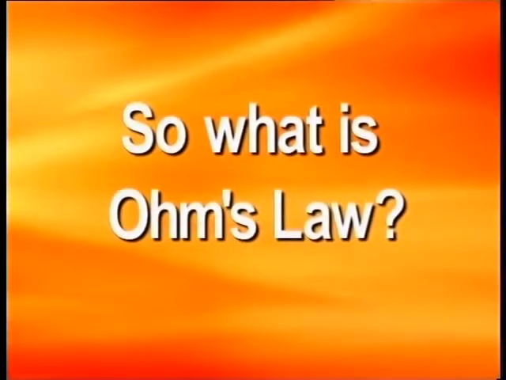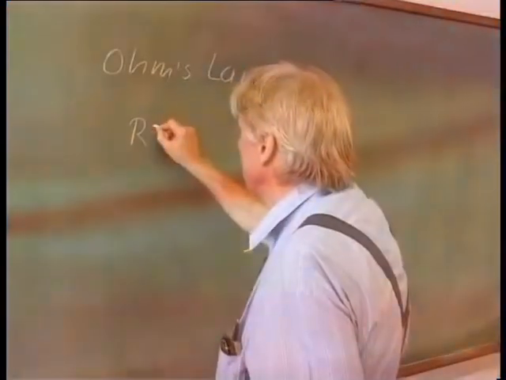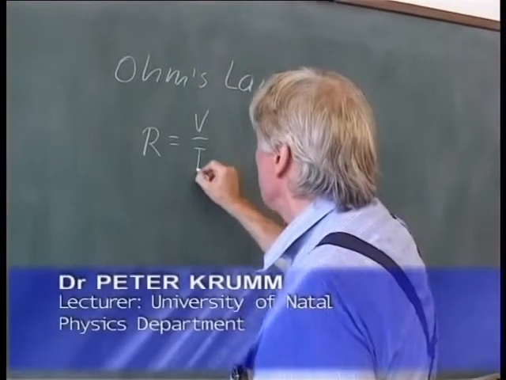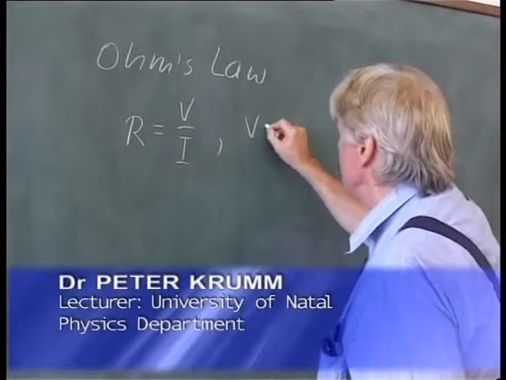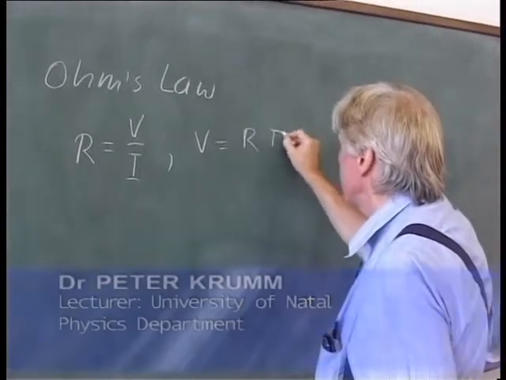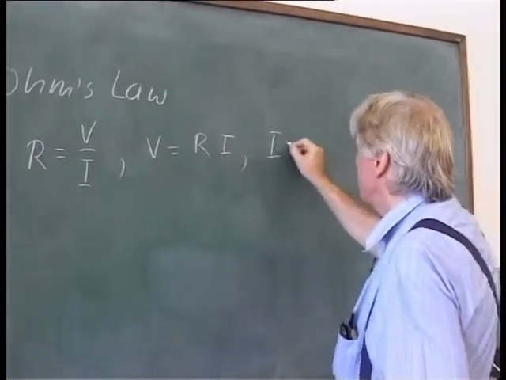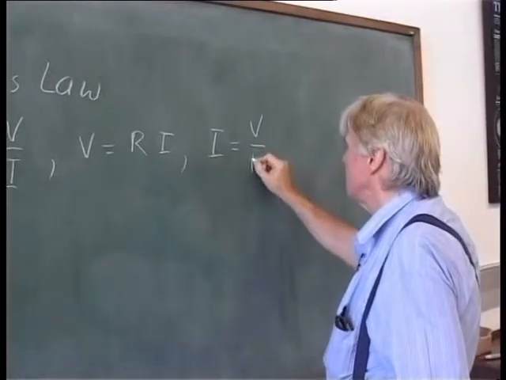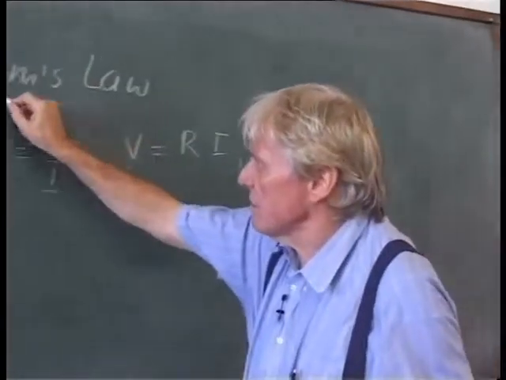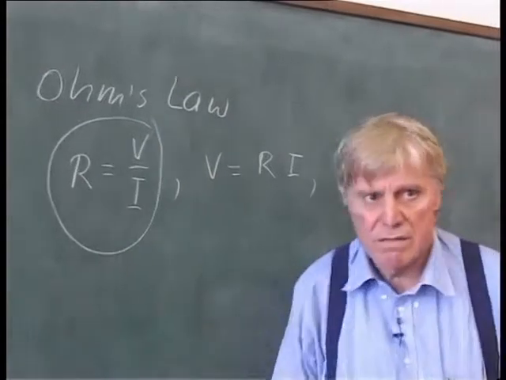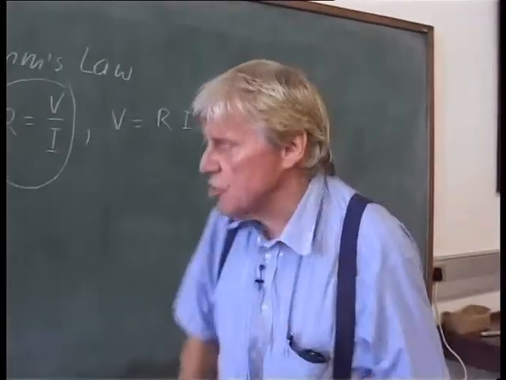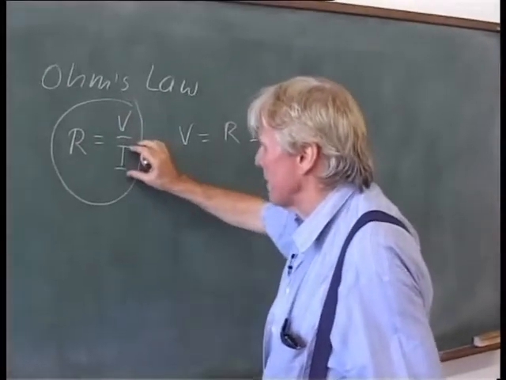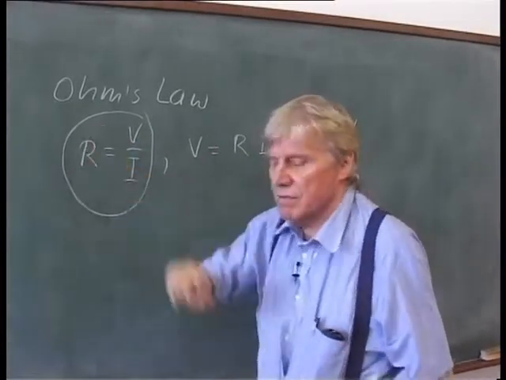So what is Ohm's law? We can say R is V over I, or we can say V is R times I, or I is V over R. Let's concentrate on this one. What does it say? It says the voltage across a resistor divided by the current gives the resistance.